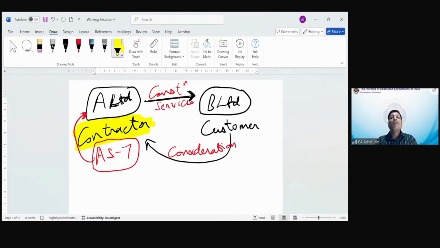And who will be the contractor? The contractor will be the entity which will get into the construction contract. Understood? Everyone clear on this? Any questions so far? Any doubts if you have? Yeah, quite simple, easy.